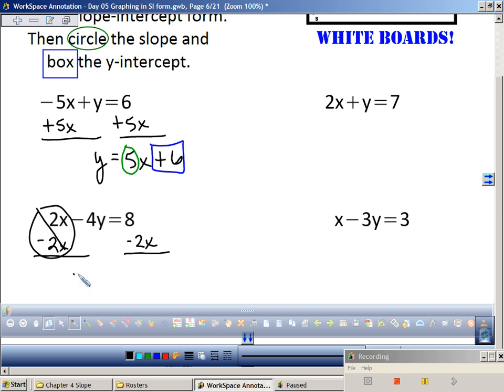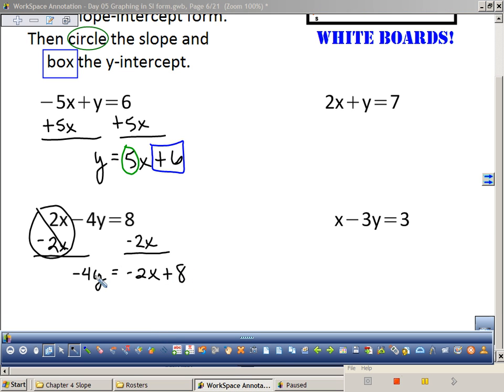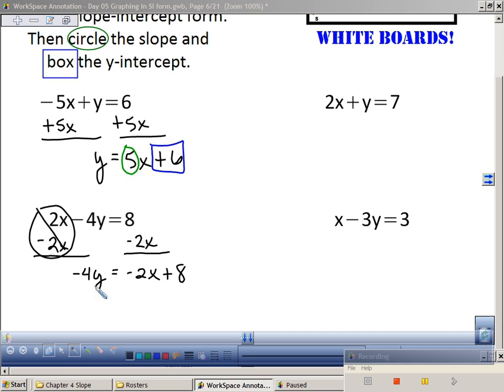So this goes away, and I have negative 4y equals negative 2x plus 8. Now what should I do? What's happening with y and negative 4? They're being multiplied. So how would I undo multiplication? Divide by negative 4. Everybody gets divided by negative 4. The only way you can do it is if you give it to everybody.